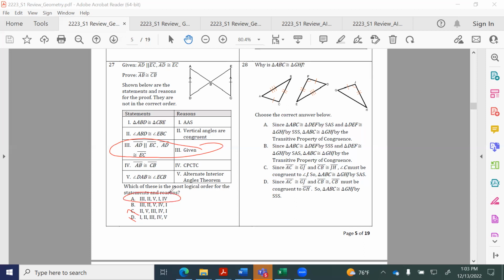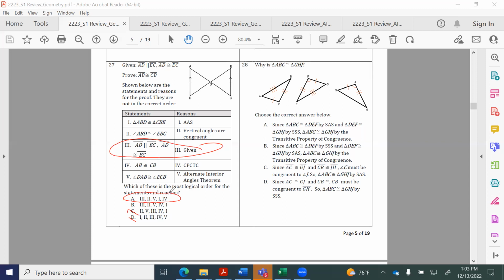All right. If we start with our givens, we would have to find two other pieces are congruent. Then we would have to say that the triangles are congruent, and then finally use CPCTC to say other sides are congruent. So A is the correct answer.